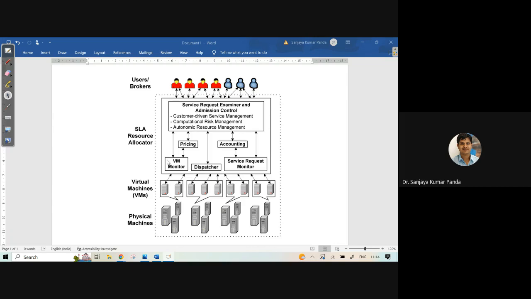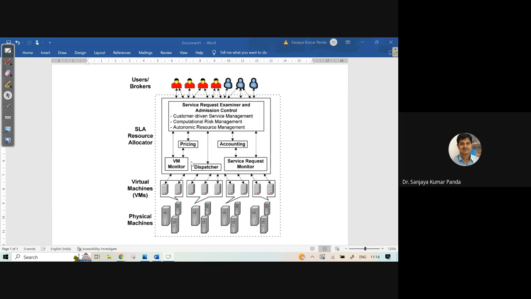So from the user perspective, we are interested in service request monitoring. But from the provider perspective, they are looking into VM monitoring. Together, we need the mapping of the service request to the virtual machine. Okay. Now, another unit you can see under the SLA resource allocator is called the dispatcher.